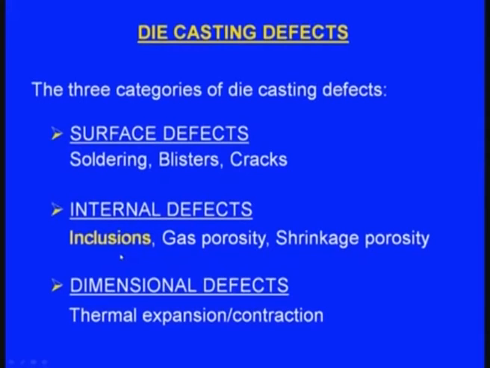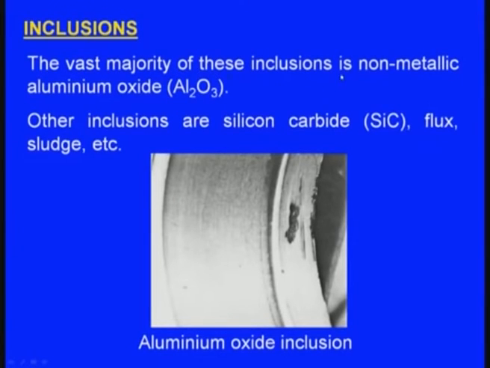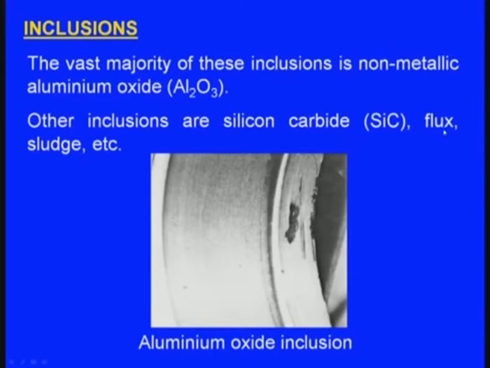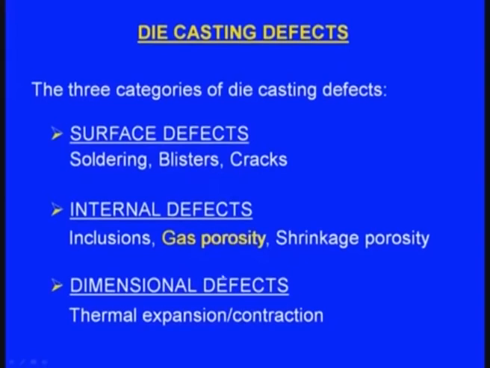Under that we have the inclusions. The vast majority of these inclusions is non-metallic aluminum oxide. Other inclusions are silicon carbide, flux, sludge and so on. And here we can see an aluminum oxide inclusion. Next, gas porosity under the internal defects.